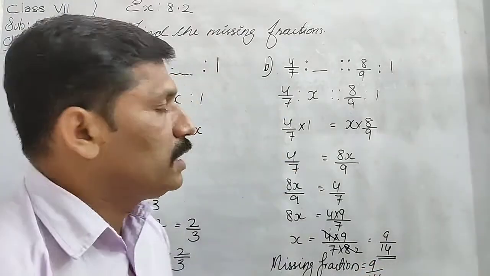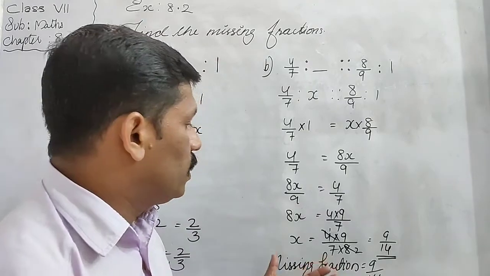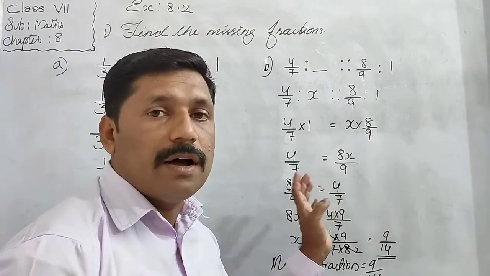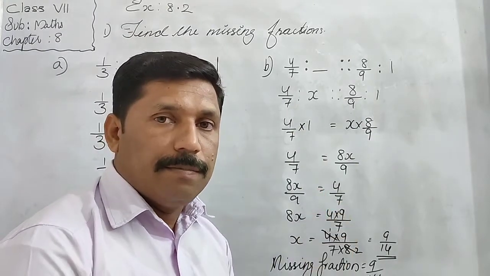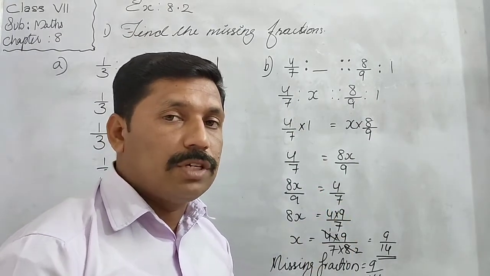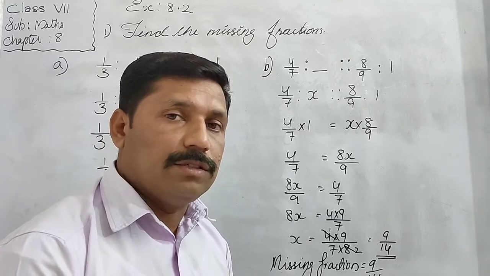So if any of the quantities in a proportion is missing, then we can find it using the property that the product of extremes will be equal to the product of means. I think students you understood. One question remaining is homework for you, you try it yourself.